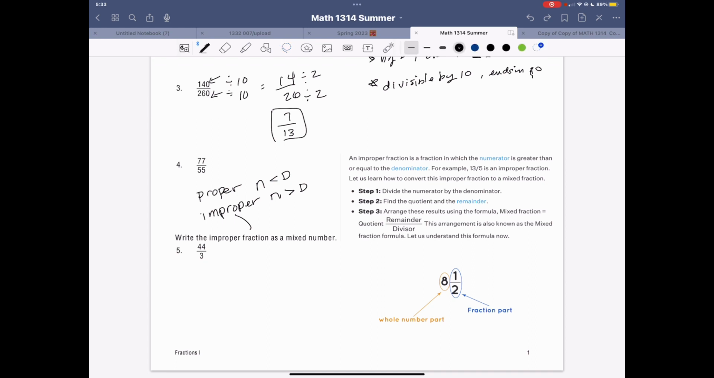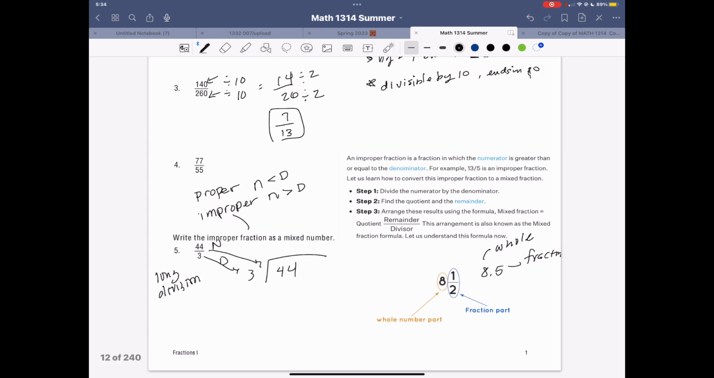Another way of looking at this would be as a decimal. So it'd be 8.5. This is the whole, and this is the fraction. So a mixed number can also be seen as a decimal. The way we do this is long division. So we make a house. This is going to be the 44 inside the house, and then 3 goes outside the house. So this is the denominator, and that's going to be the numerator.